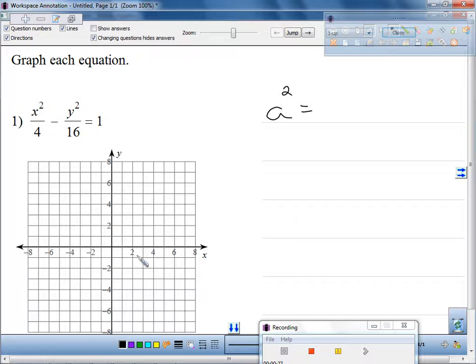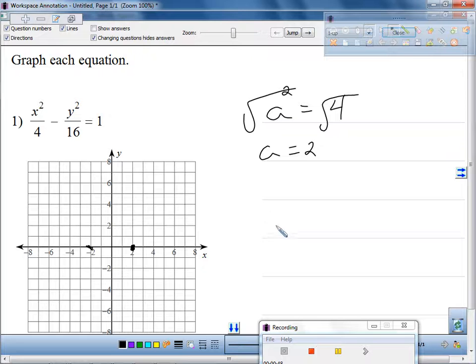So in a hyperbola, a always comes first. So a squared comes from this. So we have a squared is equal to 4. So we're going to take the square root of both sides, and a is equal to 2. Okay, so we're going to graph that first. Now since it was under the x, we're going to put it on the x-axis.